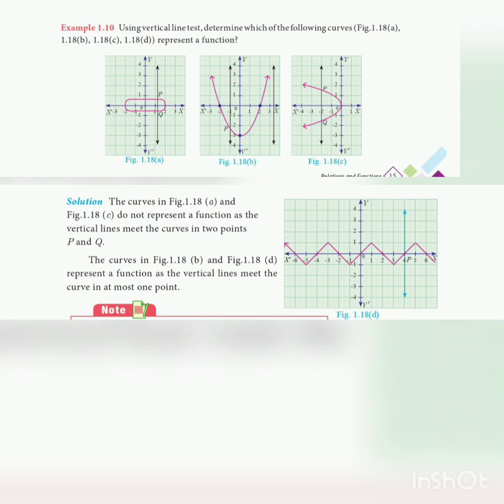In the last one, the fourth figure, 1.18d, it also intersects the vertical line at a single point, therefore this curve represents a function. So out of these four examples, 1.18a and c are not functions and the remaining two, that is b and d, are functions.